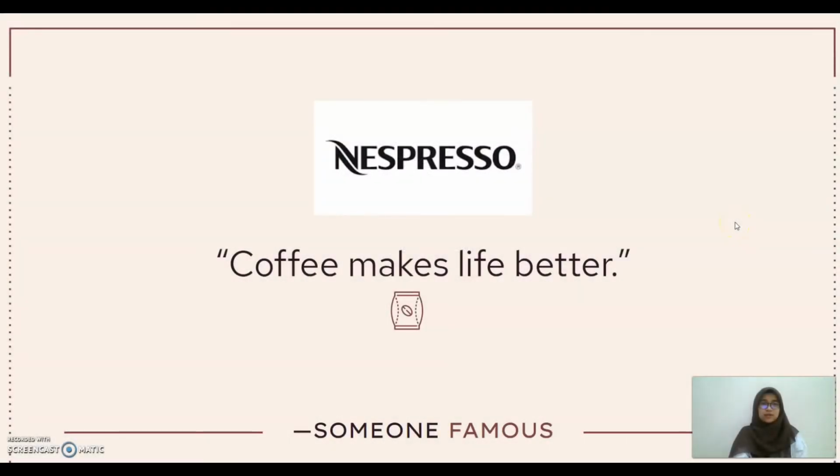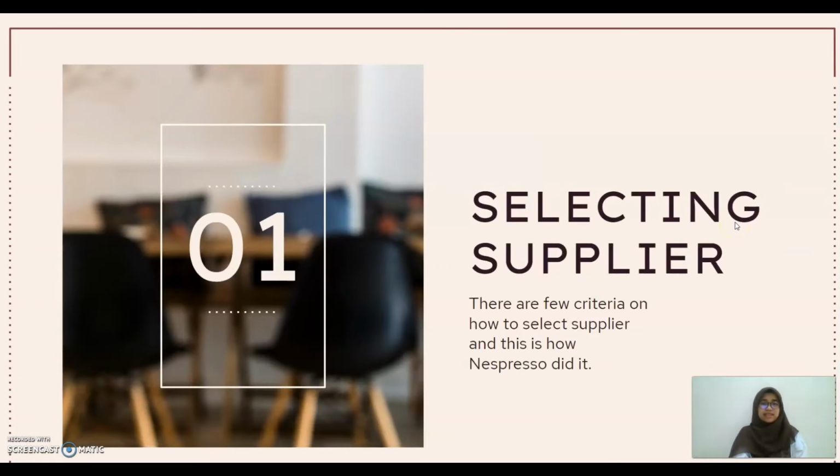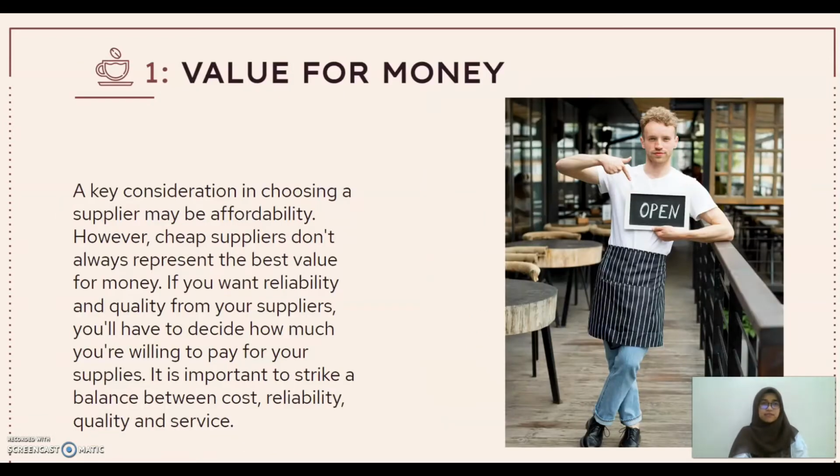Next, we move to how to select a supplier. There are a few criteria on how to select a supplier, and this is how Nespresso did it. Firstly, value for money. A key consideration in choosing a supplier may be affordability. However, cheap suppliers don't always represent the best value for money. If you want reliability and quality from your suppliers, you will have to decide how much you are willing to pay for your suppliers. It is important to strike a balance between cost, reliability, quality, and service.